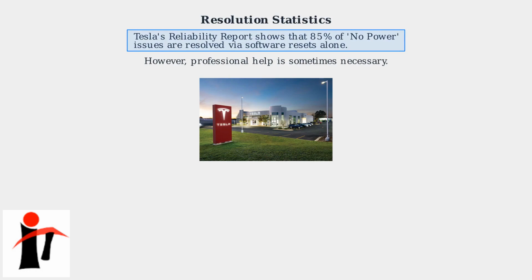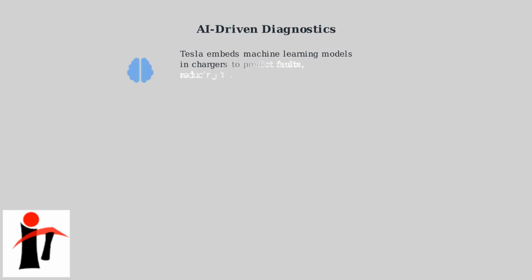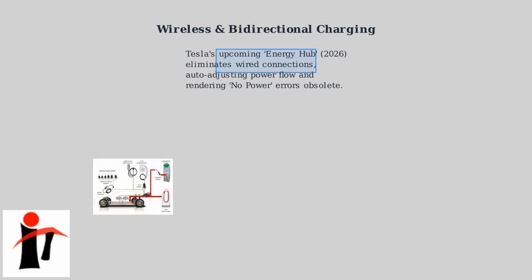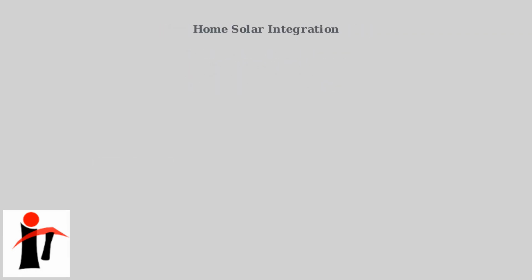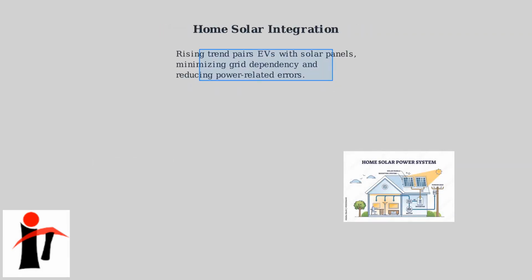However, in cases where the issue is more complex, professional service from Tesla is essential to ensure safety and proper resolution. Looking ahead, AI-driven diagnostics are becoming increasingly prevalent. Tesla is embedding machine learning models in their chargers to predict faults, reducing no-power incidents by 25% in 2025. Wireless and bidirectional charging technologies, like Tesla's upcoming Energy Hub projected for 2026, will eventually eliminate wired connections, potentially rendering no power errors obsolete. Home solar integration is also on the rise, minimizing grid dependency and errors.